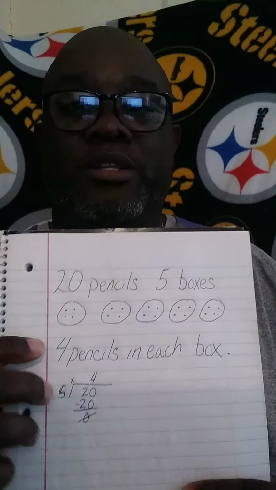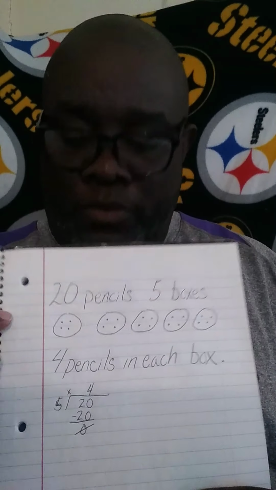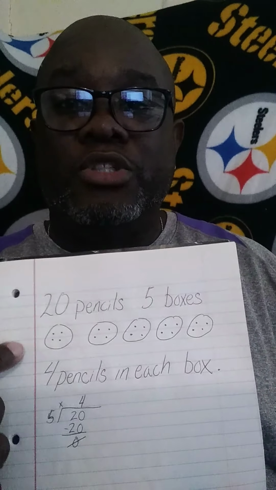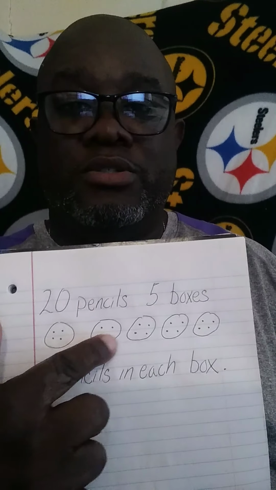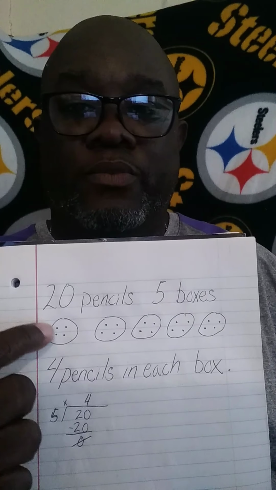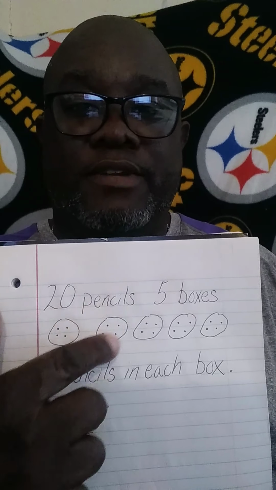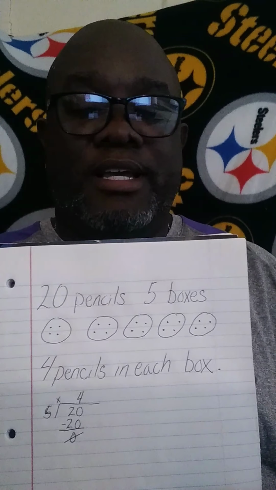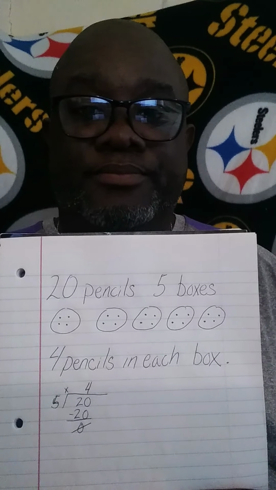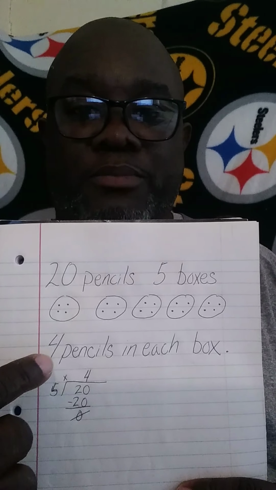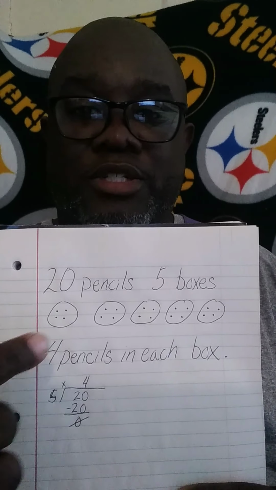Let's go with the information that was given to us. We had 20 pencils. We had 5 boxes. So again, I drew my boxes, 1, 2, 3, 4, 5. And then I just started giving out dots until I ran out: 1, 2, 3, 4, 5, 6, 7, 8, 9, 10, 11, 12, 13, 14, 15, 16, 17, 18, 19, 20. That's all the dots I had. So it came out to each box had 4 pencils. As you see down here, there are 4 pencils in each box.